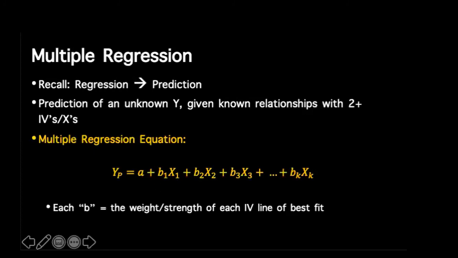Basically what we have is a lot of slopes of regression lines, because we have multiple independent variables. Each b is going to be the weight or strength of each independent variable's line of best fit. So in a multiple regression, we technically have a lot of different lines going, based on the relationship that exists between an independent variable and a dependent variable. And this b value is going to be different for each independent variable, because it's based on the units that are changing.